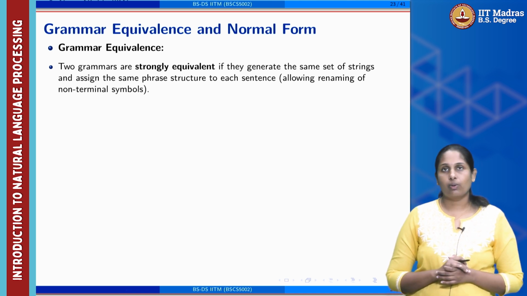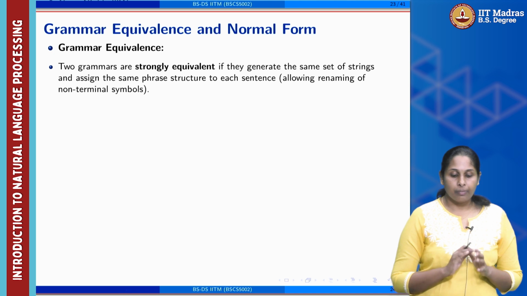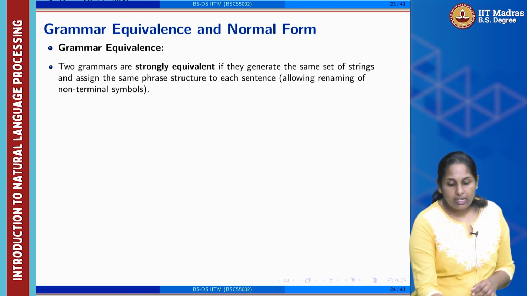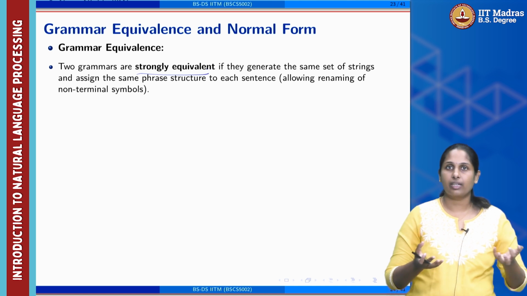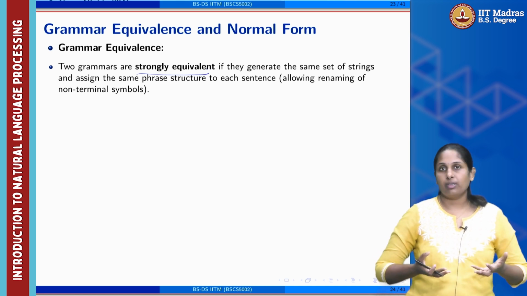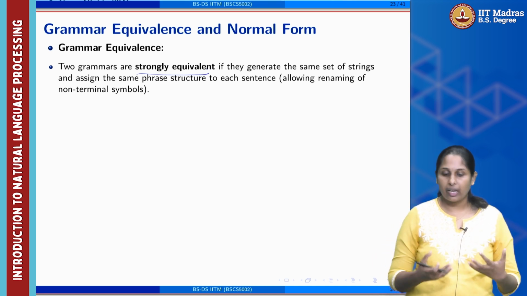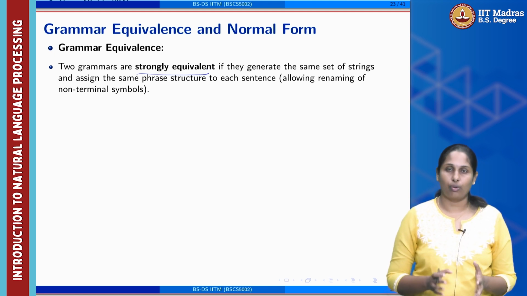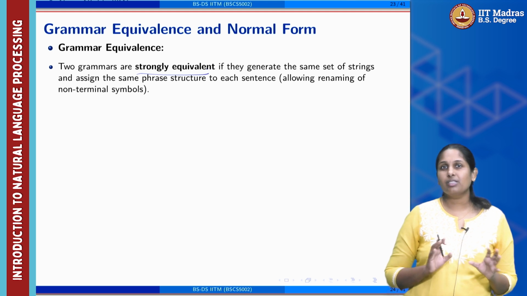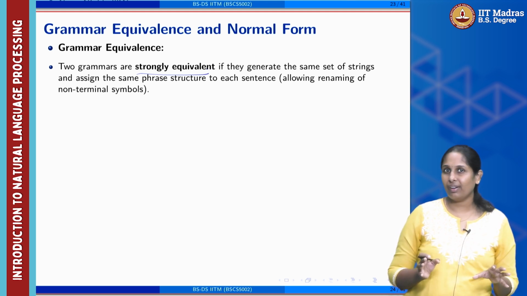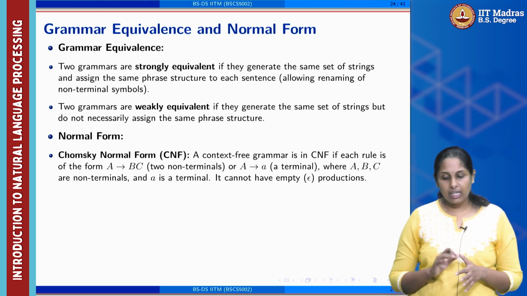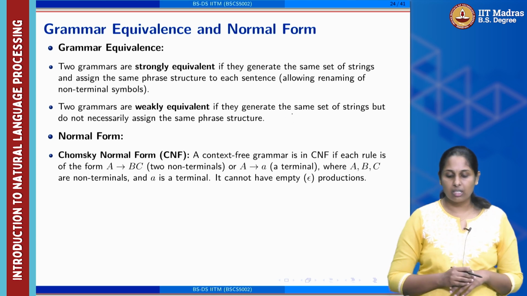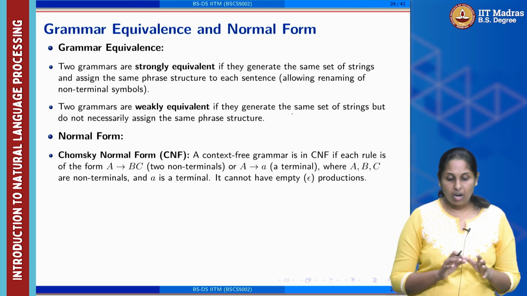Now grammar equivalence is another thing that we need to understand. Two grammars are strongly equivalent if they generate the same set of rules. Let's say you have two different tree banks and we create two grammars out of them. If they are not strongly equivalent, that means they are two different varieties of a language or two different languages. Similarly, grammars are weakly equivalent if they generate the same set of strings, but do not necessarily assign the same phrase structure.